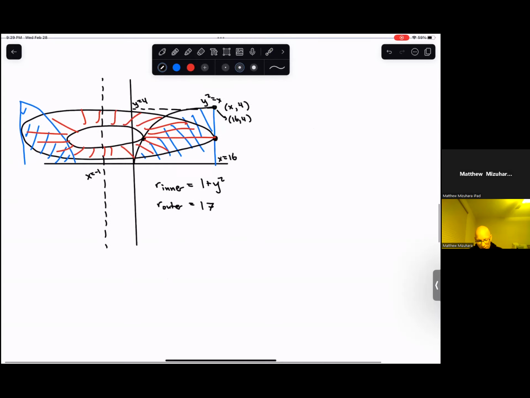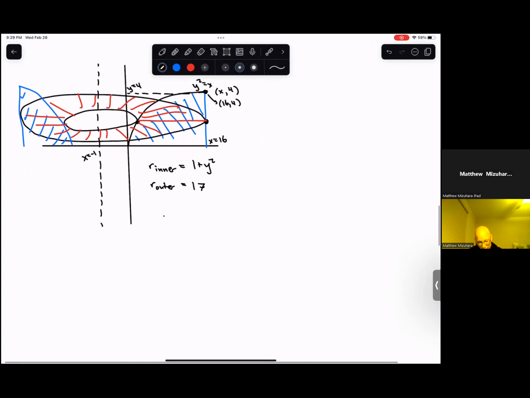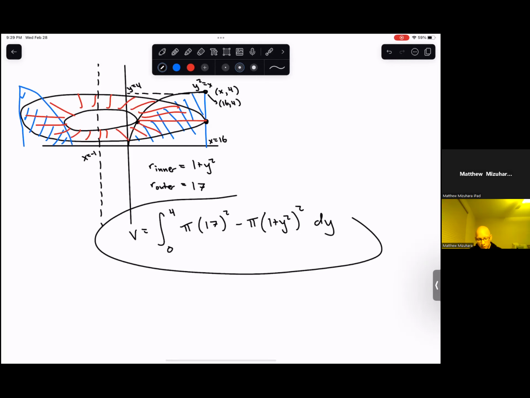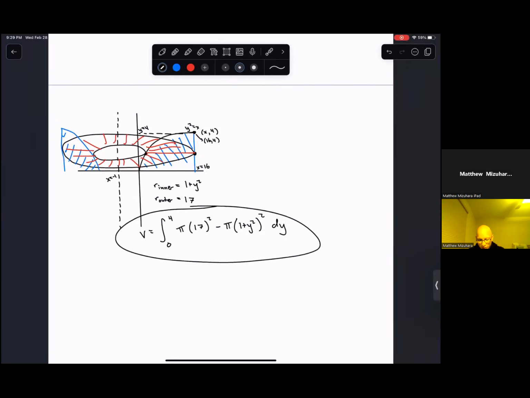And again, with that, I have enough to finish my calculation. My volume in this problem will be the integral from 0 to 4 of pi times the outer radius squared, so that's 17 squared, minus pi times the inner radius squared, so that's 1 plus y squared, squared, dy. We're good to go.